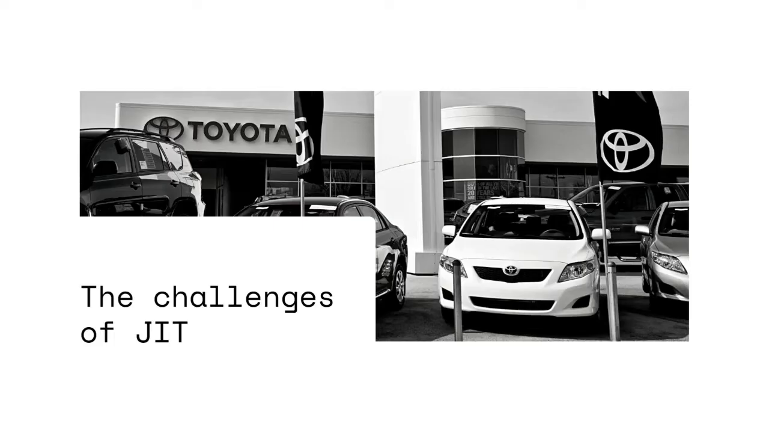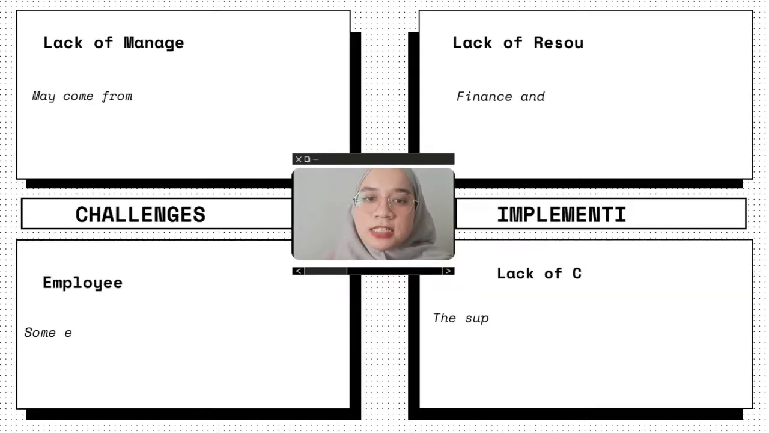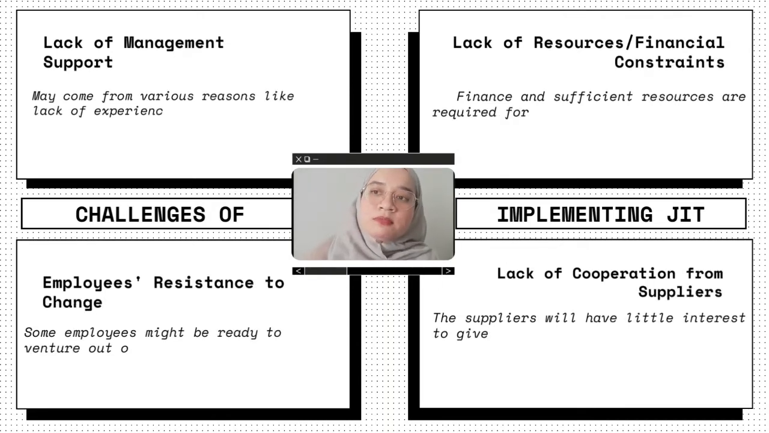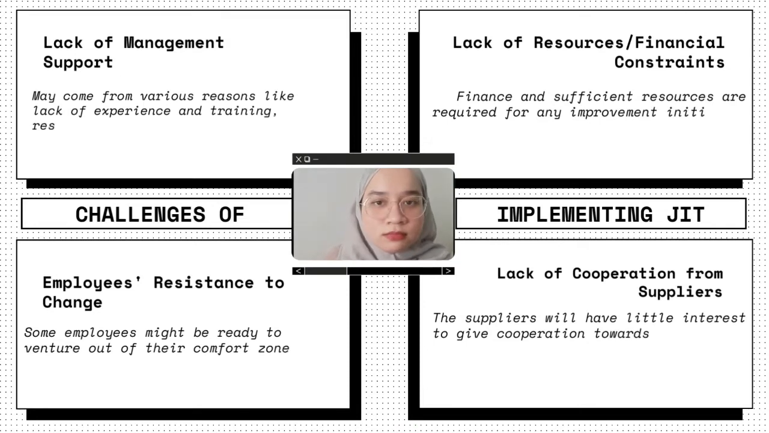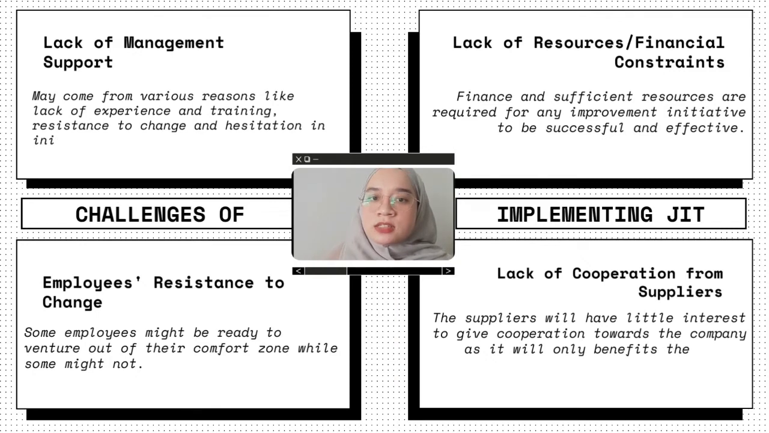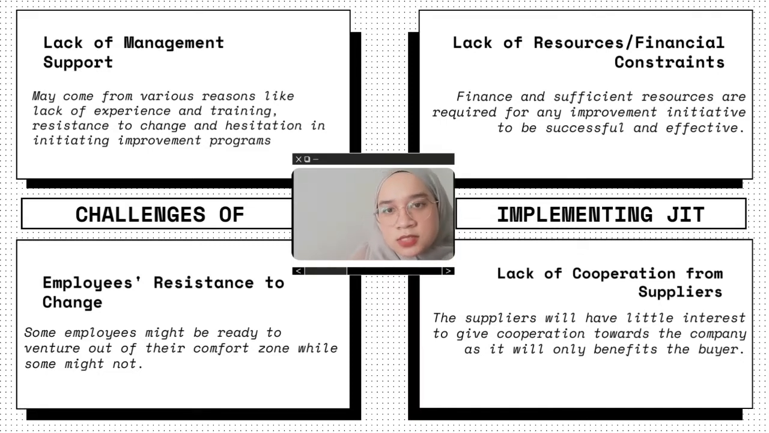The challenges of just-in-time. Next, we have four challenges of implementing just-in-time. Firstly is lack of management support, which may come from various reasons, such as lack of experience and training, resistance to change to the new system, and hesitation in initiating improvement programs. Second is lack of resources or financial constraint. Financial and sufficient resources are required for any improvement initiative to be successful and effective.